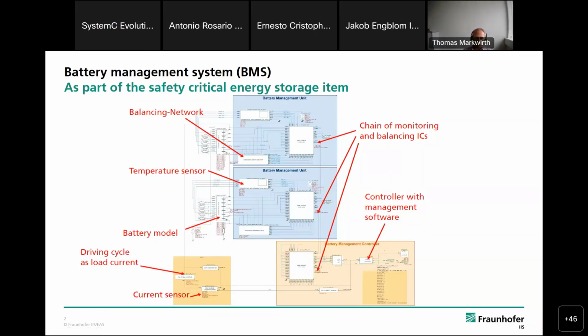Besides that, sensor models are also available: a temperature sensor for the battery package, a current sensor for the load, and also the balancing network, in order to provide a balancing functionality. The load is created by a driving cycle as a kind of load current.